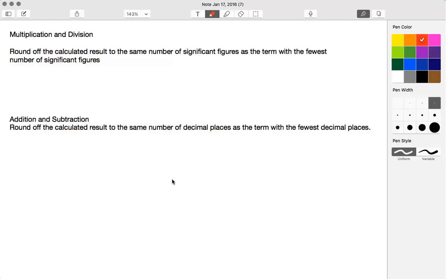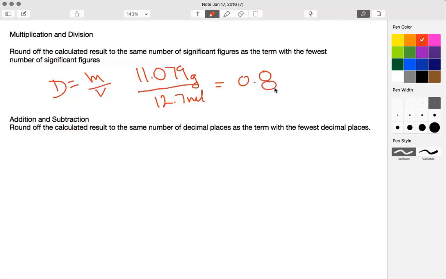So, for example, if we had a number in which we wanted density, we said density is equal to mass over volume, and we had a problem in which we had to divide 11,079 grams over 12.7 milliliters. Then our calculator spit out the following value, 872.362204 grams per milliliter. What do you report?